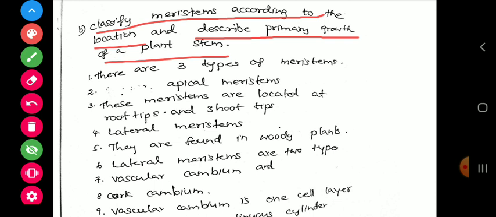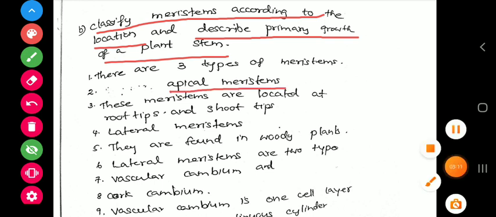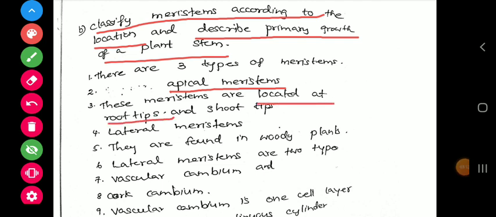So apical meristems, where are they located? These meristems are located at root tips and shoot tips. So where do we have them? We have them in root tips and we have them in shoot tips. Lateral meristems, where are they found? They are found in woody plants.